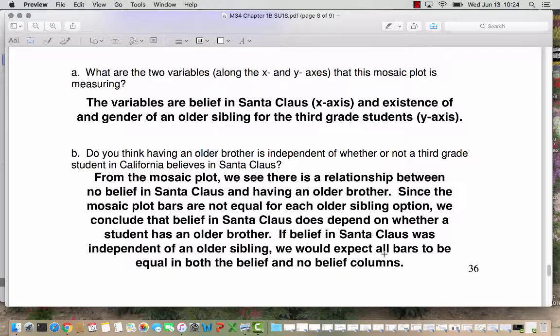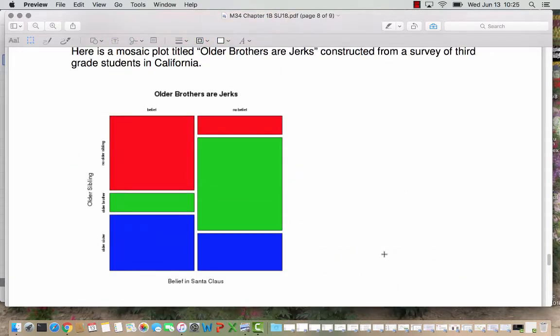So we want to know, is this relationship independent? So is having an older brother independent of whether or not a 3rd grade student believes in Santa Claus? So from this mosaic plot, we see there is a relationship between no belief in Santa Claus and having an older brother. Here's our relationship. The counts, which we see visually as a box here in the rectangle, is much bigger, no belief, for students who have an older brother. And similarly, for students who have no older sibling, no belief is much smaller and belief is much bigger.